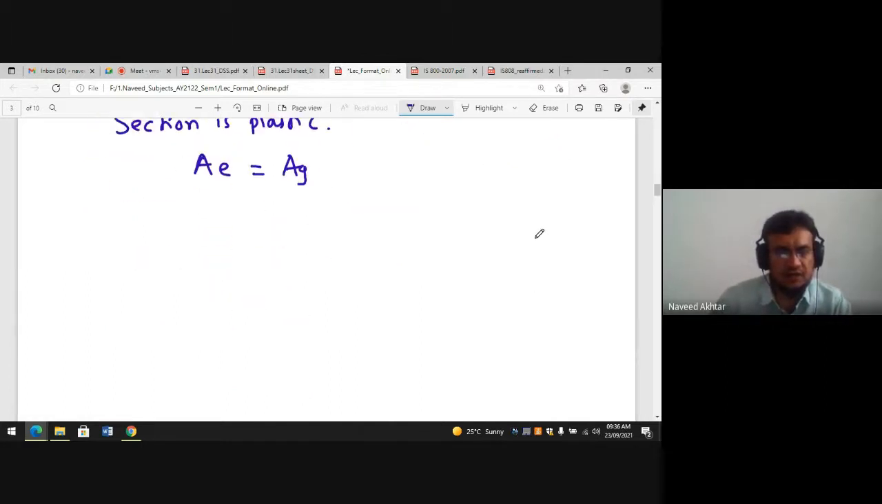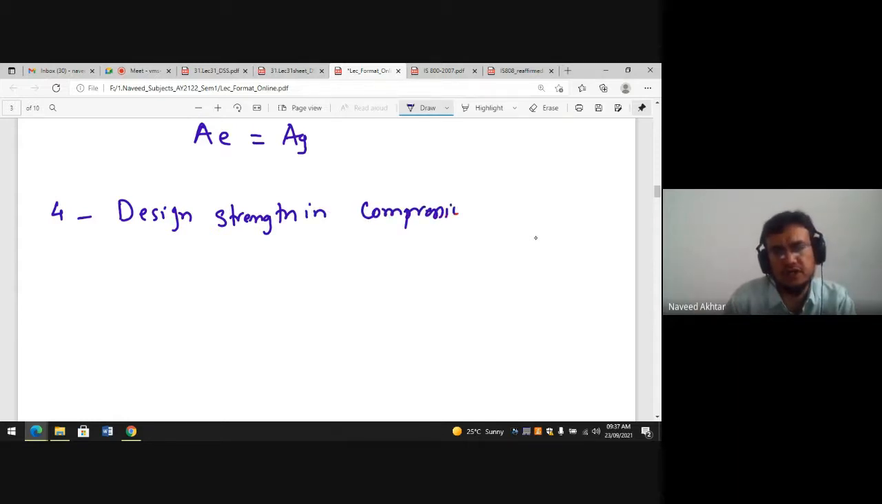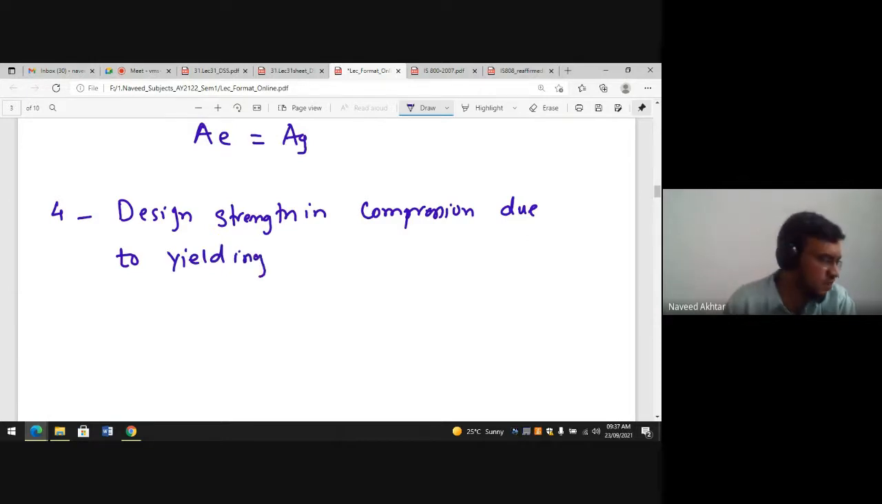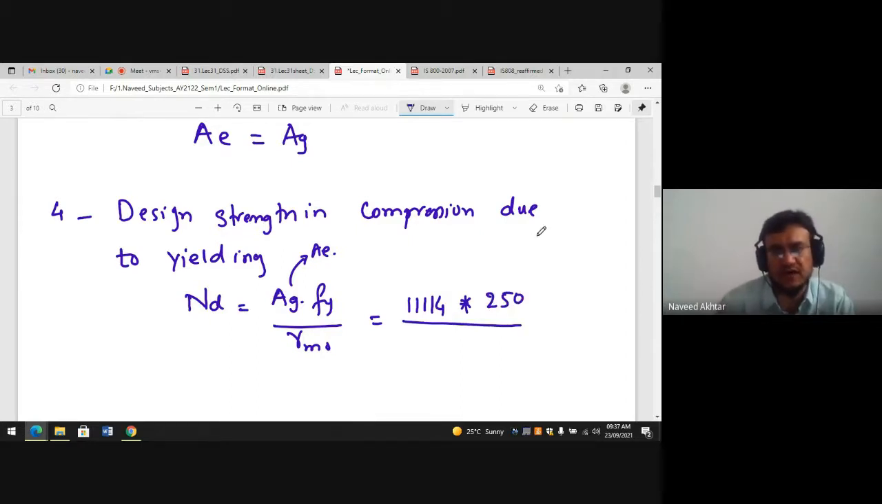Now we'll go to step number 4, the design strength in compression. Design strength in compression due to yielding of section. That is nothing but Nd is equal to Ag into fy upon gamma m0. Here Ag is nothing but the area. So Ag is equal to 11114 mm square, into fy 250, divided by gamma m0.